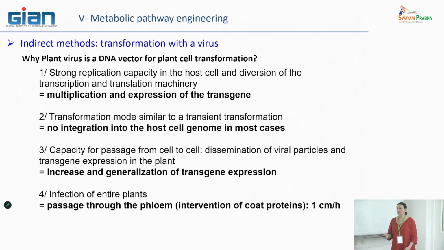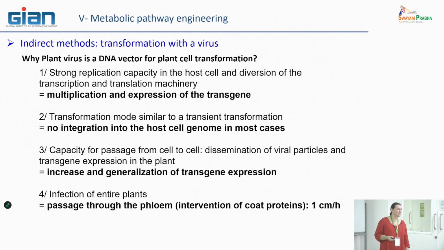It means that you can generalize this transgene expression, whatever the organ of your plant, for example. And it is quite fast. This is just to give you an idea: they can pass through the phloem at 1 centimeter per hour. It is quite fast, at the scale of a virus. I don't know if we can translate that to us, if we run, how many kilometers we can do in 1 hour. I don't know if someone here does some sport.